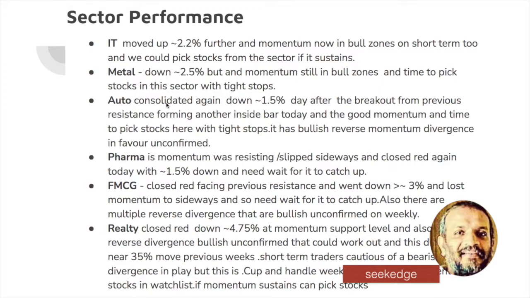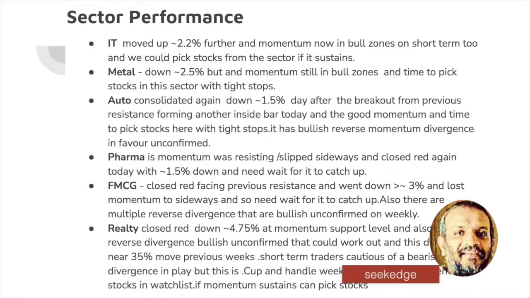Now let us see the sectoral performance. IT basically moved up after a very good correction that happened in previous weeks, and now it's a 2.2% up move. So whatever move happened today was probably in IT only. The momentum is in the bull zone, and it's time to pick stocks if it sustains, right? There are good stocks, like Infosys and Mphasis, both doing well. Wipro has made some correction, time to enter the next step. So IT is doing good.